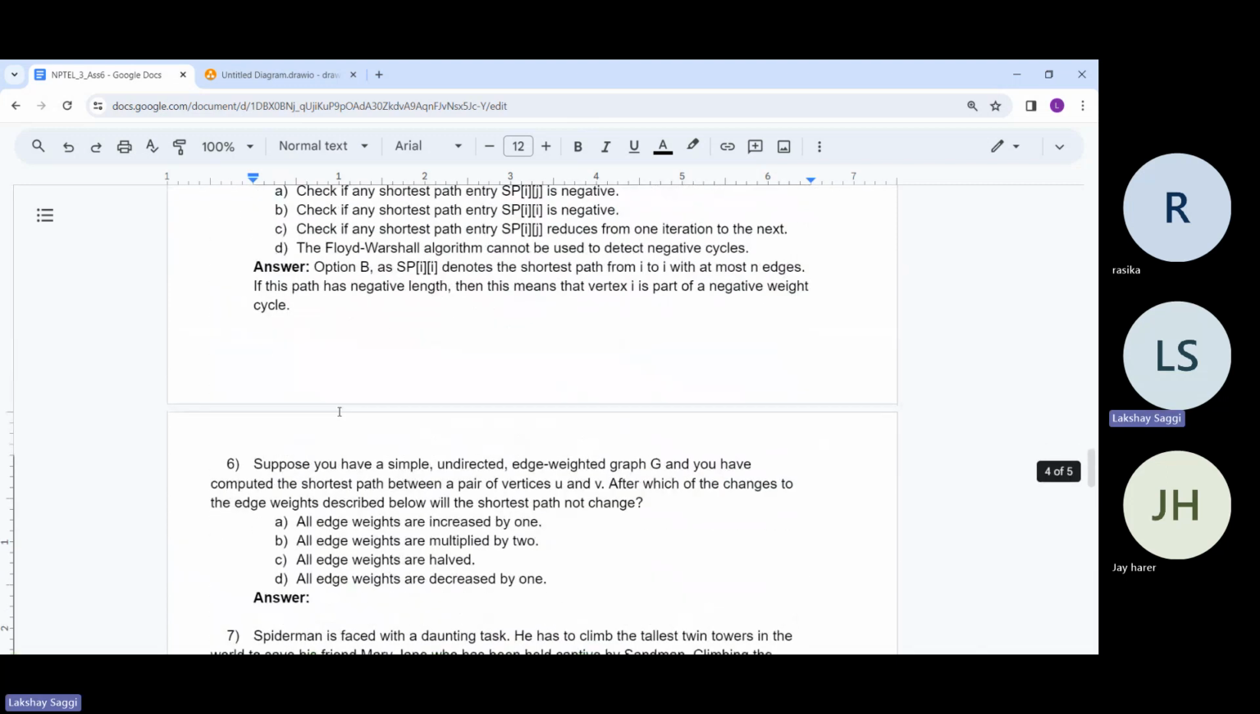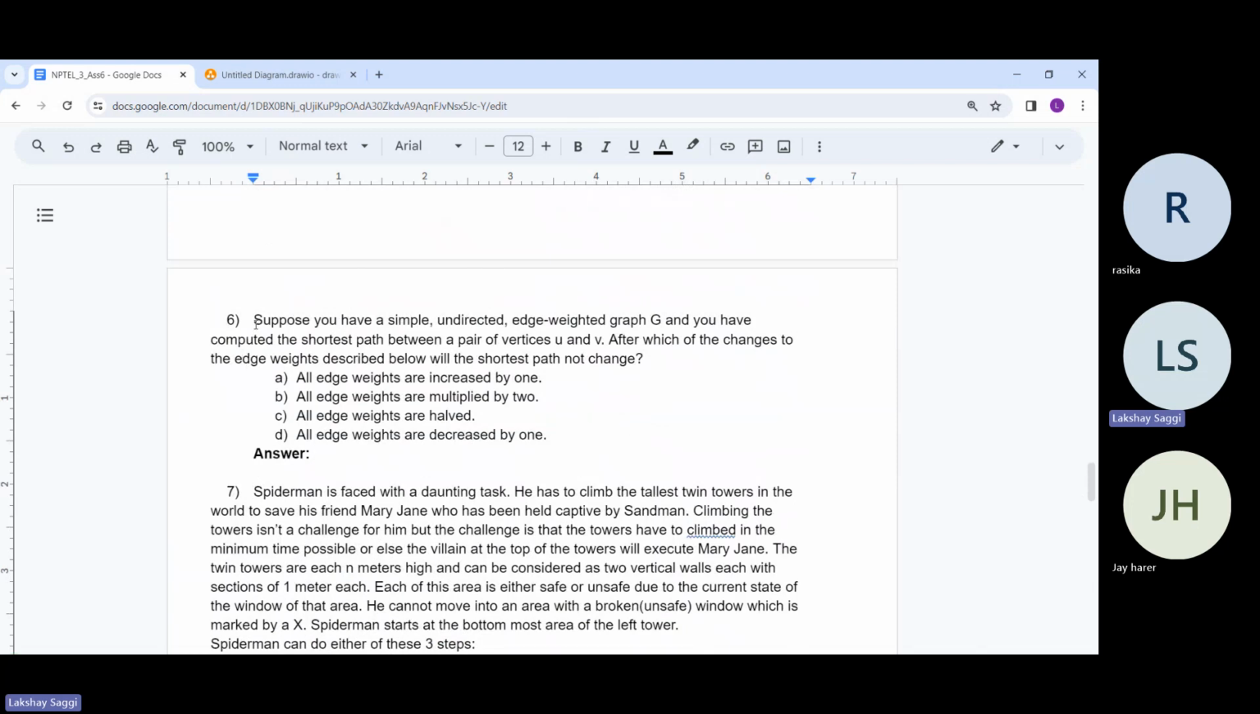So yeah, this is from the ungraded assignment. The problem asks us, suppose you have a simple undirected edge-weighted graph and you have to compute the shortest path between a pair of vertices u and v. After which of the following changes to the edge weight described below will the shortest path not change?